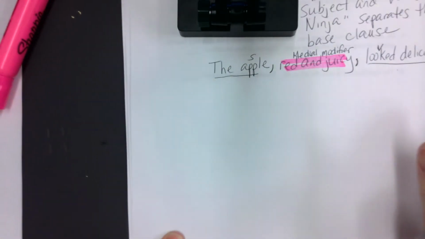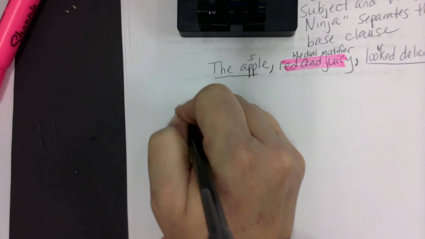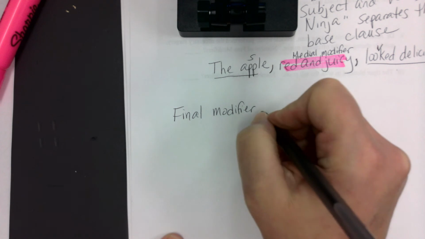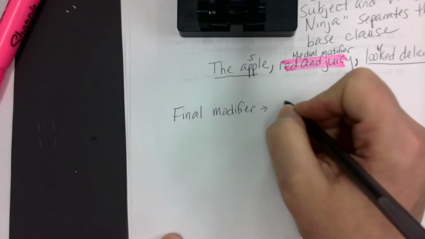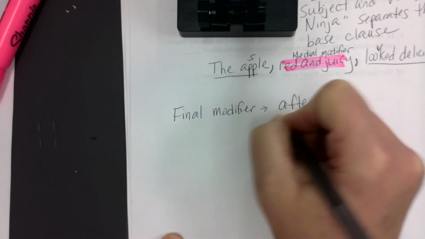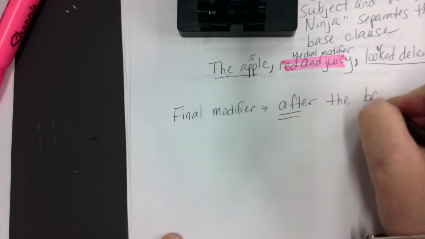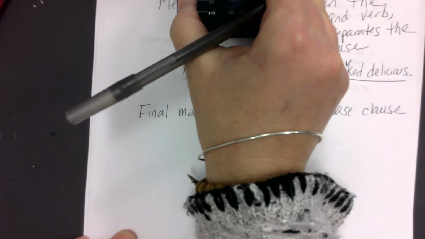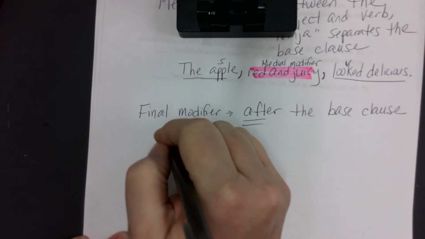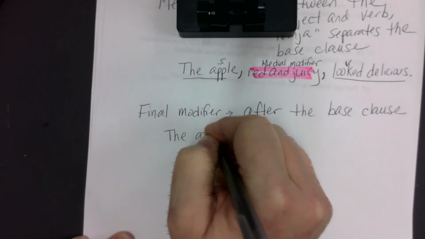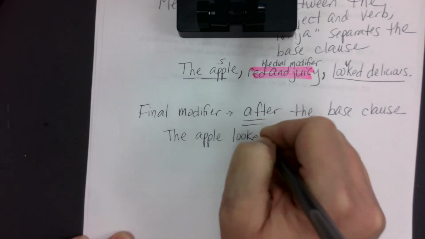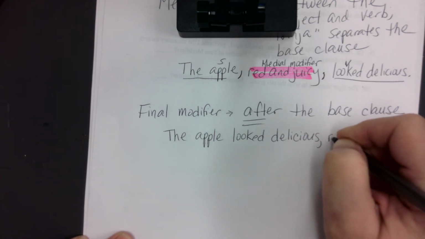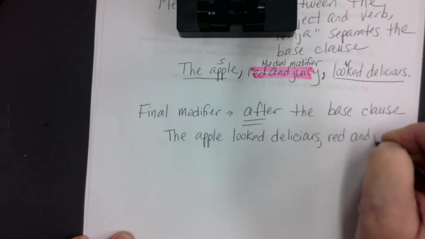All right, I bet you can predict what the last one is. Okay, a final modifier is a free modifier that comes after the base clause. So I'm going to use that same little sentence about the apple. So we're going to start with the apple looked delicious, comma, red and juicy.